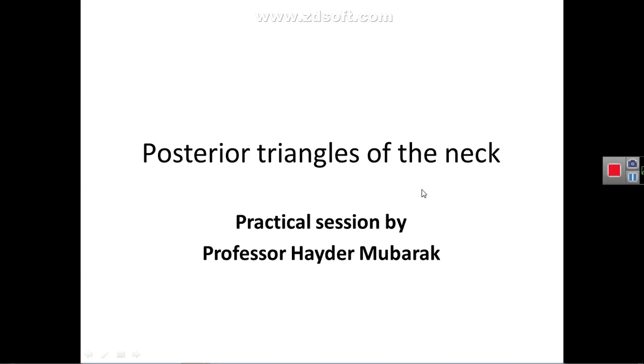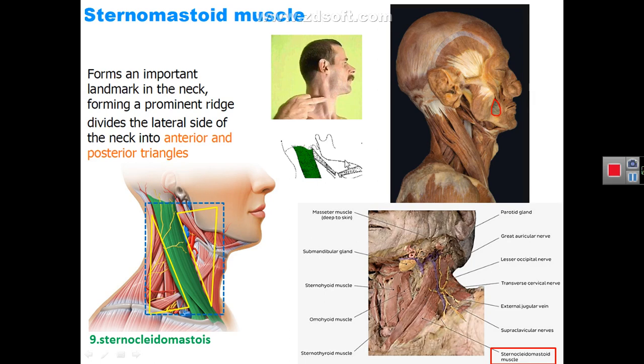Hayder Mubarak. This is a practical session on the topic posterior triangle of the neck. As we said in the presentation of planes of the neck, the side of the neck is considered to be a quadrilateral region, as this dotted rectangle shows. This quadrilateral side of the neck is divided by the sternocleidomastoid into an anterior triangle and posterior triangle. The posterior triangle is the topic of this session.